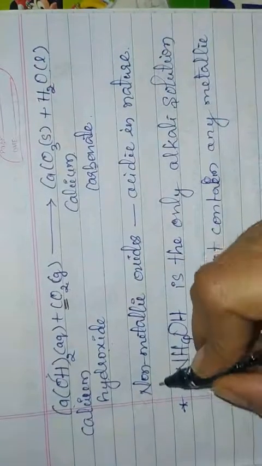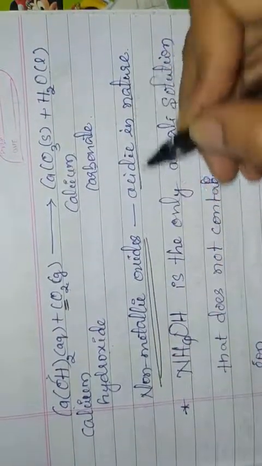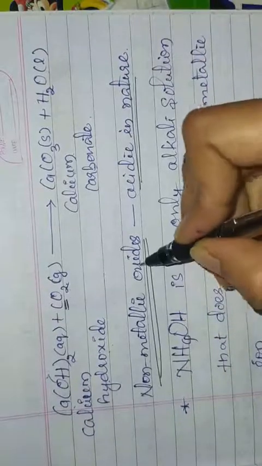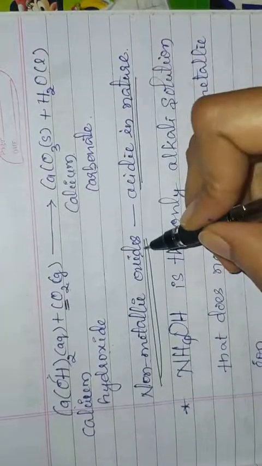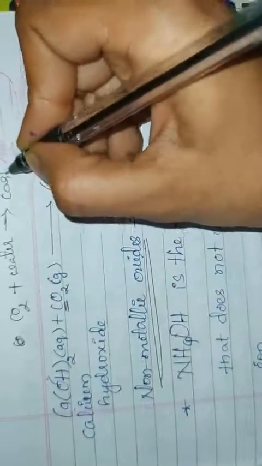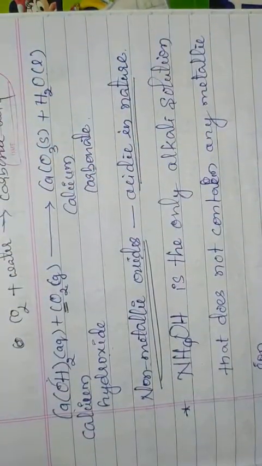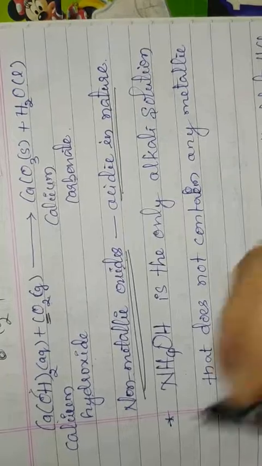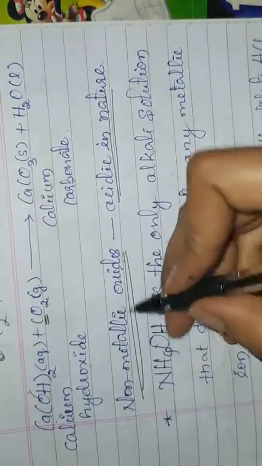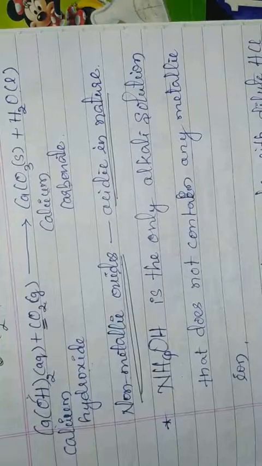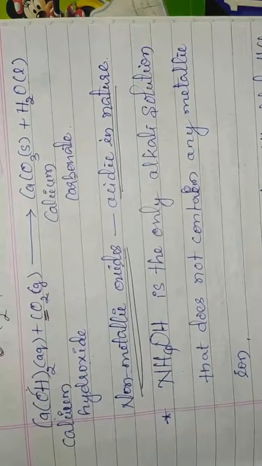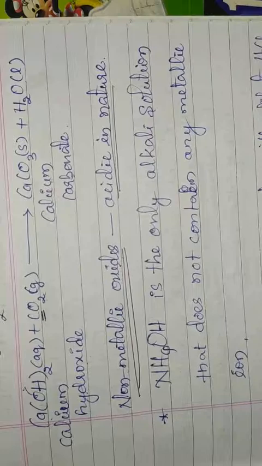These non-metallic oxides are acidic in nature, because when non-metallic oxides are dissolved in water, they will form acids. For example, when carbon dioxide is dissolved in water, it will form carbonic acid. Metallic oxides, on the other hand, are basic in nature, because when metallic oxides are dissolved in water, they form alkalis.